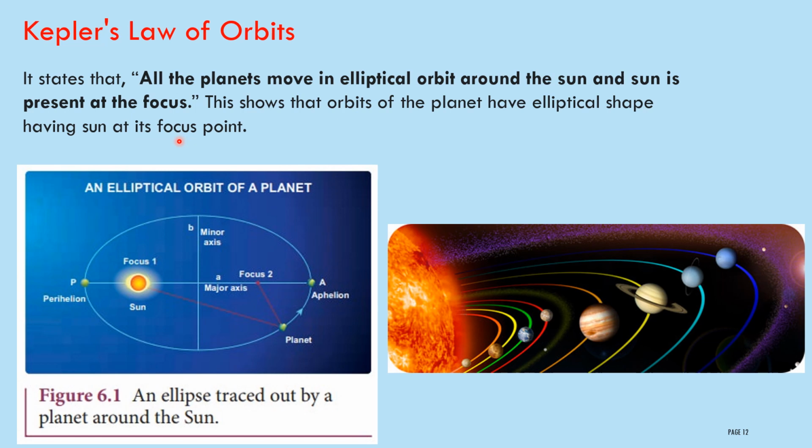Kepler's law of orbits. It states that all the planets move in an elliptical orbit around the sun, and the sun is present at the focus. According to Kepler's law of orbits, all the planets revolve around the sun in an elliptical orbit, and the sun is at the focus. This shows that all the planets have an elliptical orbit having the sun at its focus point. This is Kepler's law of orbits.